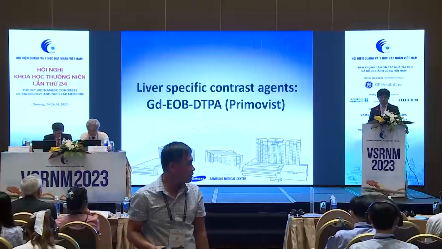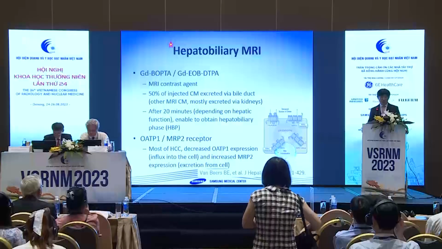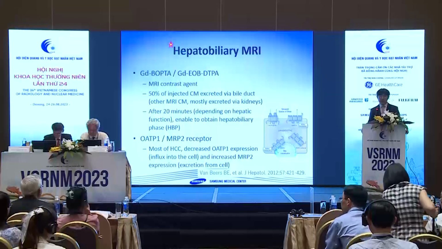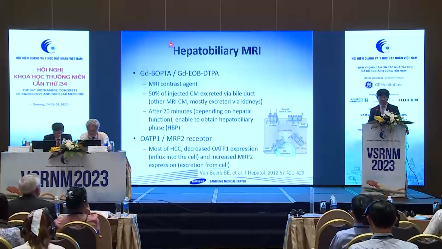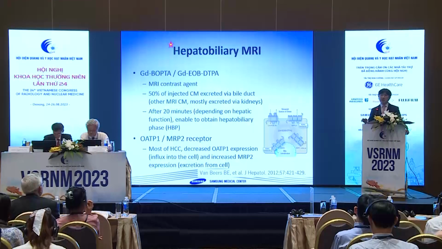First, I'd like to introduce Primovist, gadolinium EOB DTPA. Gadolinium BOPTA and gadolinium EOB DTPA are liver-specific, hepatocyte-specific contrast agents, introduced 10 years ago. With gadolinium EOB DTPA, 50% of the injected contrast media is excreted via the bile duct, whereas other contrast agents are mostly excreted via the kidneys. So it enhances the hepatocyte itself, and after 20 minutes, depending on hepatic function, it is possible to obtain the hepatobiliary phase, HBP.